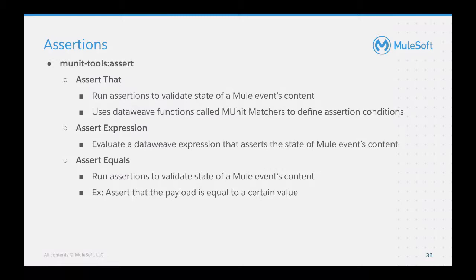The difference between these three: assert that uses a set of inbuilt DataWeave functions, which we call MUnit matchers, to do the assertion. I will show you in the demo. You have ready-made inbuilt functions to do the comparison, whether to check if your payload is null or not, to do string comparisons, or to check if the size of a list is greater than 0. You can do all sorts of that using these inbuilt functions. These DataWeave functions are already available to you, and when you use assert that, you can make use of them to do the actual assertion.